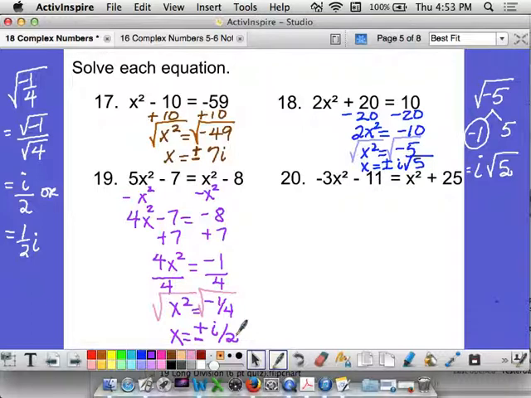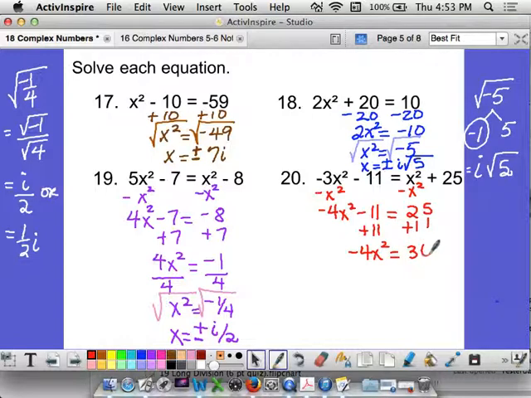Number 20. Again, I'm going to solve for x first, so I'm going to have to subtract x squared from both sides, so I have negative x squared. So this is negative 4x squared minus 11 is equal to 25. Now I'm going to add 11 to both sides, and I have negative 4x squared is equal to 36. Still solving for x, I'm going to divide both sides by negative 4. So I have x squared is equal to negative 36 divided by 4.